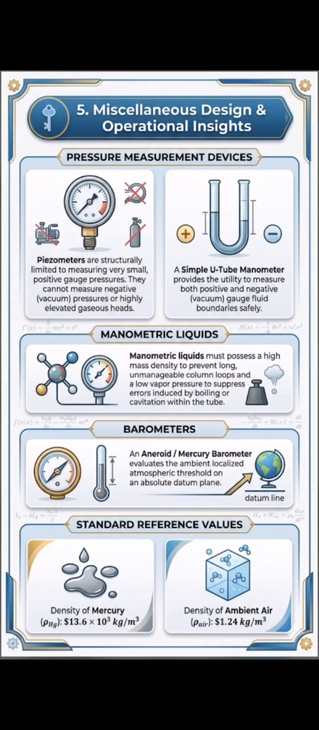Barometer, aneroid or mercury barometer, evaluates the ambient localized atmospheric pressure on an absolute datum plane. Standard reference values: density of mercury 13.6 x 10^3 kg per meter cube, density of ambient air 1.24 kg per meter cube.